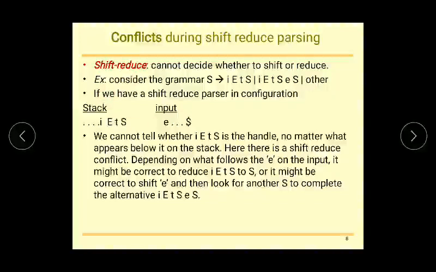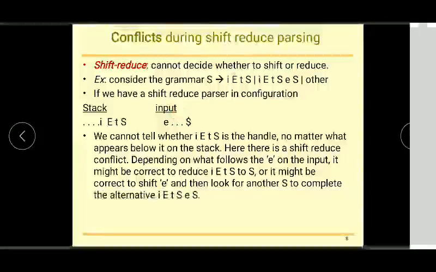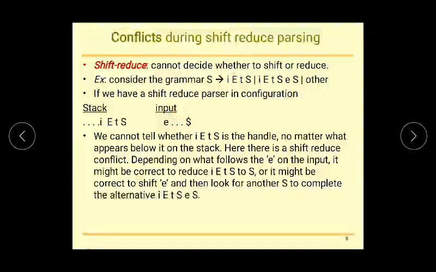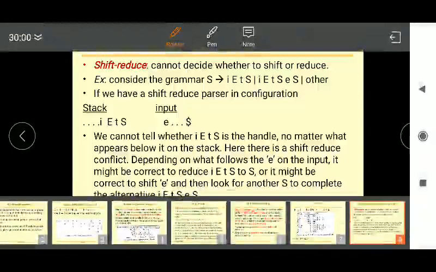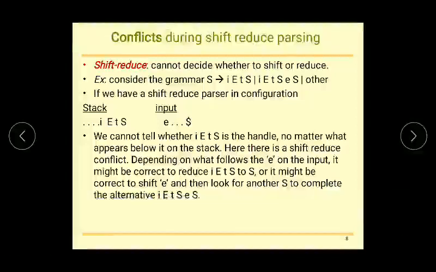If this is the configuration, we cannot tell whether this I E T S is the handle and can be reduced to S, or whether this E should be pushed onto the stack. We can say only when we know what follows this E. If we know in advance what follows this E, we can say whether this I E T S can be reduced or whether this E can be pushed onto the stack. This situation is called shift reduce. That is, the parser gets confused about whether to shift this E onto the stack or whether to reduce this I E T S by its LHS, which is called a shift reduce conflict.